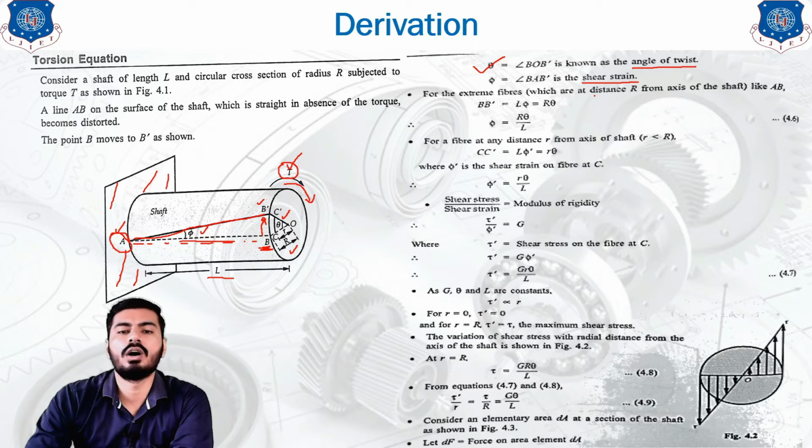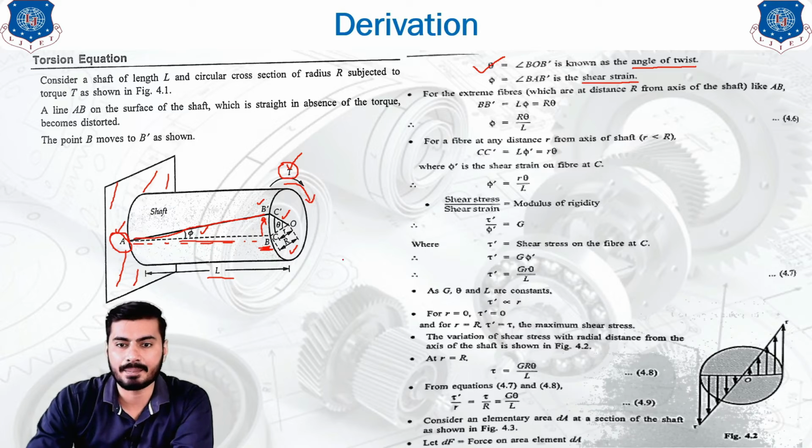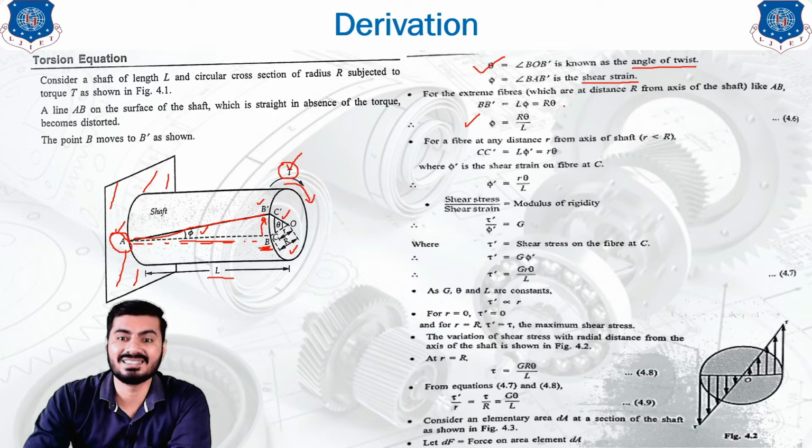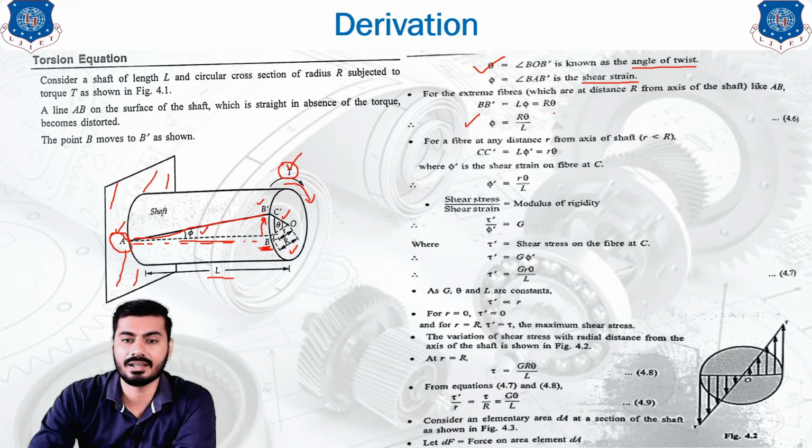Okay, so whenever we want to apply the equation of the shear strain, then you can say that it is an equation of the change in length upon original length. So the change in length is nothing but the B to B dash, upon original length which was capital L. So you can say that the phi, which is the shear strain, can be written as BB dash upon L. Now we know that instead of the BB dash we can write R theta.